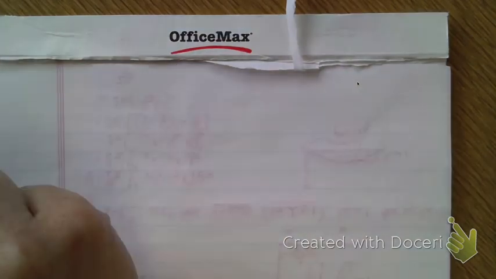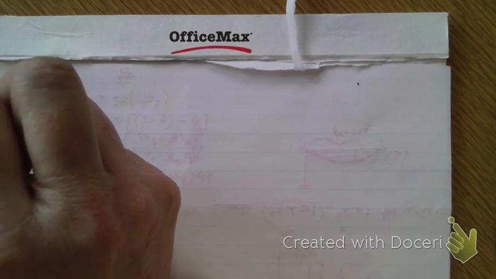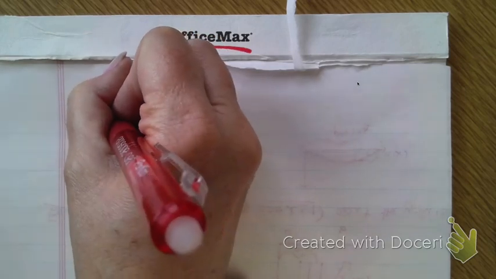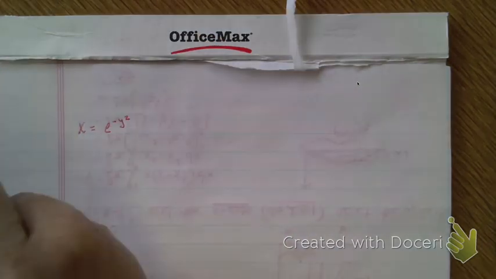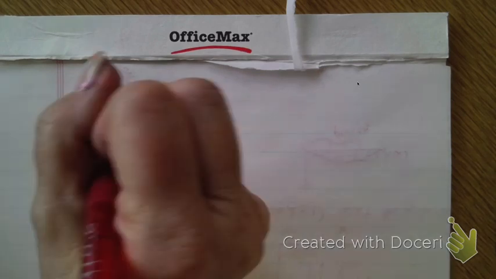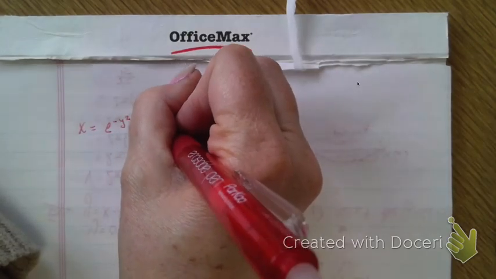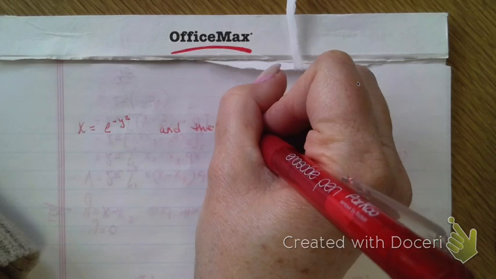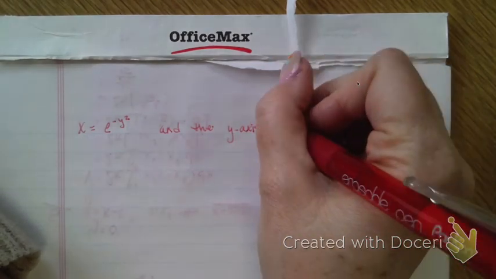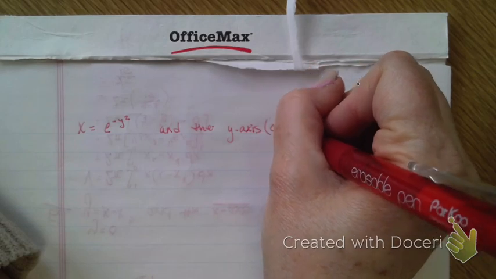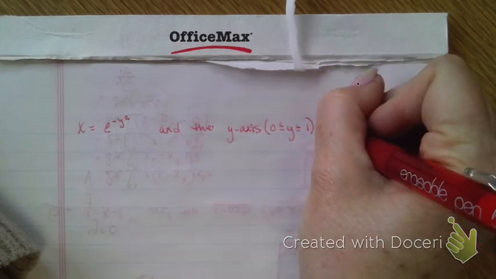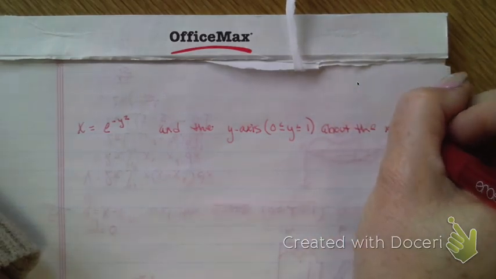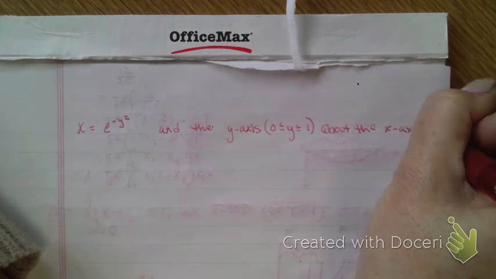So we find the volume of a solid of revolution formed by revolving the graph of x equals e to the negative y squared, and the y-axis, where 0 is less than or equal to y, which is less than or equal to 1, about the x-axis. That is a horrible e.